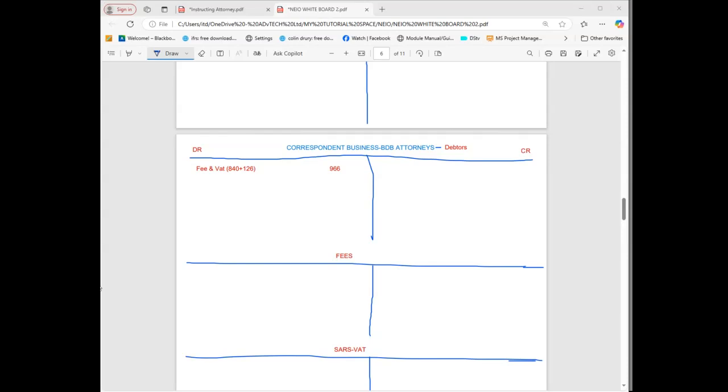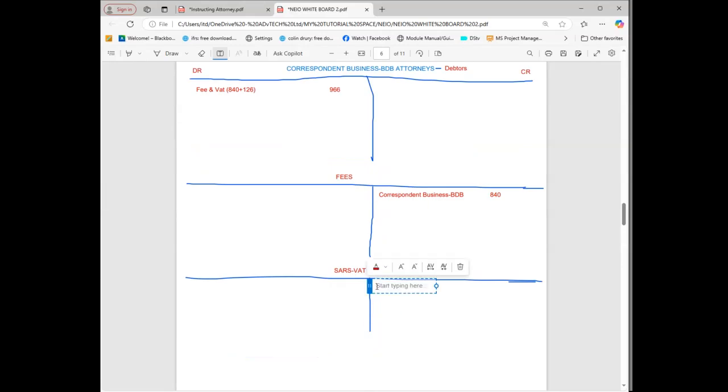Now we have to split that up into the fees account and the SARS account. So it'll be on the credit side. And then we go to the opposite side. The detail will be from correspondent business. The amount will be 840. Perfect. And the same applies to the VAT account, which will also be on the credit side.